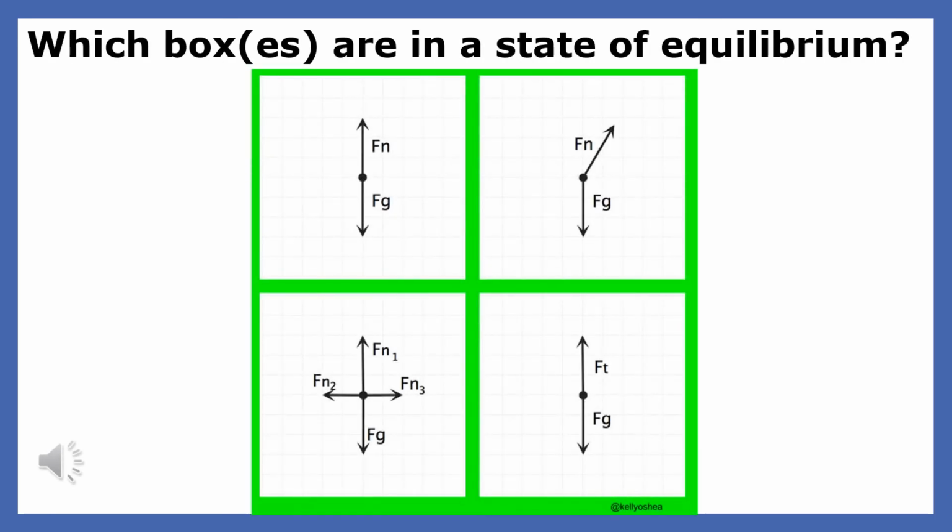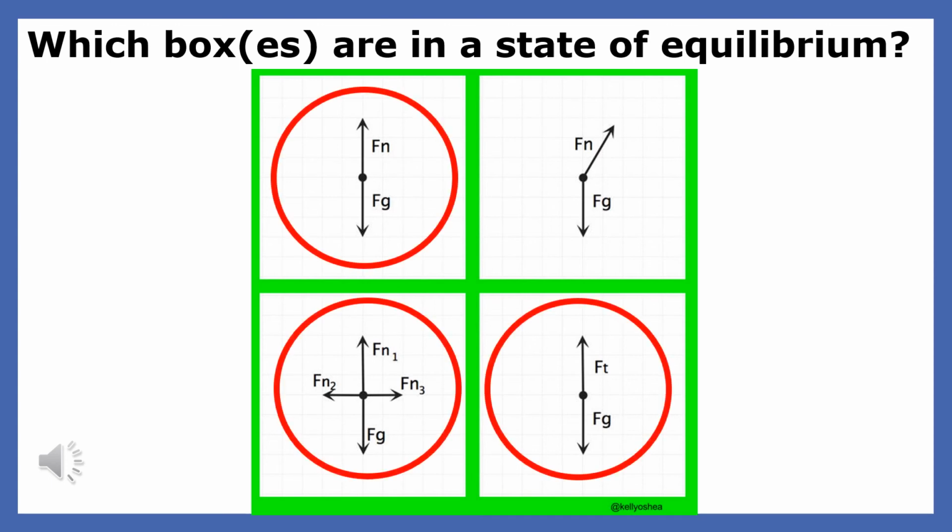Which boxes are in a state of equilibrium? 3 boxes are in a state of equilibrium, and they're in a state of equilibrium because the forces to the left are balanced out by the forces on the right, and the forces up are balanced by the forces down.